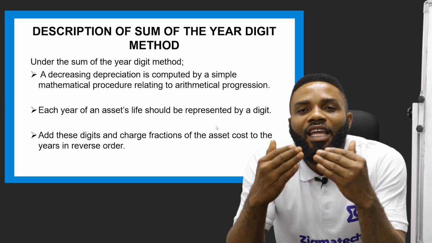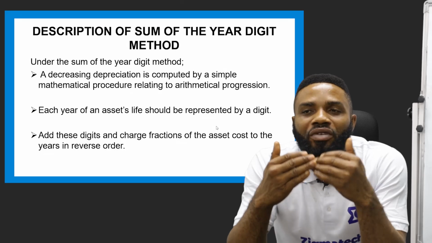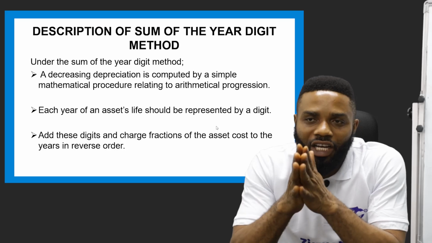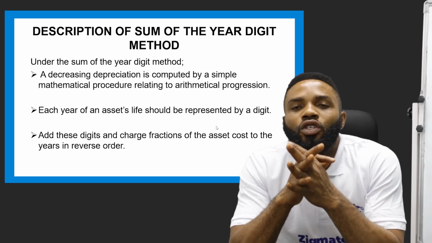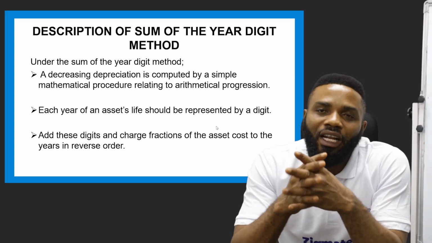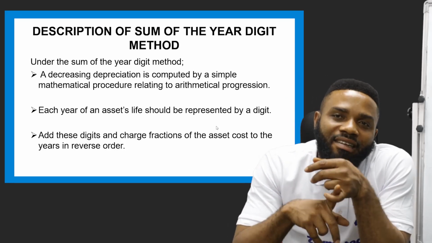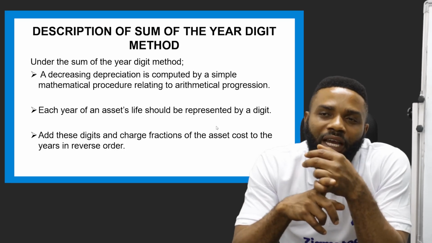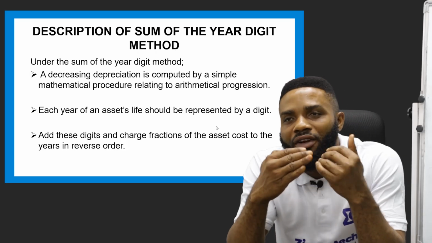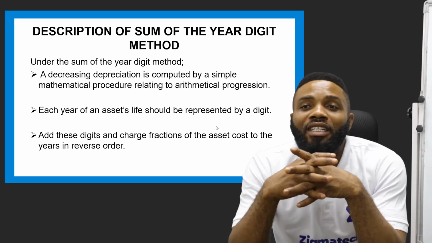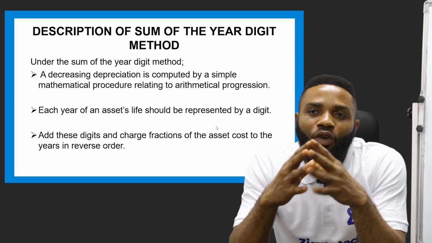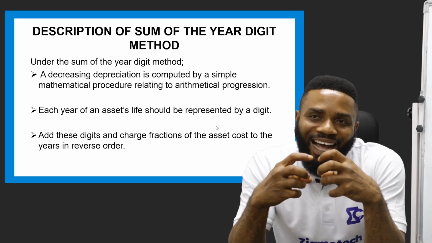The second thing is that each year of an asset life should be represented by a digit. And then you add these digits and charge fractions of the asset cost to the years in reverse order. What do I mean? What I mean is this. First of all, I said a decreasing depreciation is computed by a simple mathematical procedure relating to arithmetical progression. In mathematics, that's what we call AP, arithmetical progression, where you have a series of numbers that is arranged in a particular pattern.